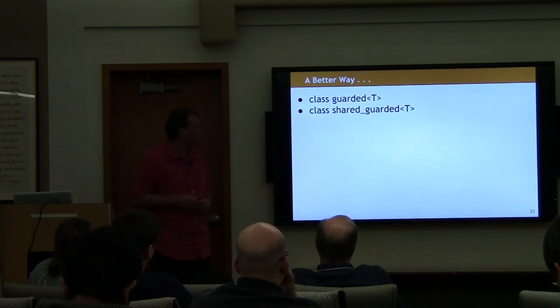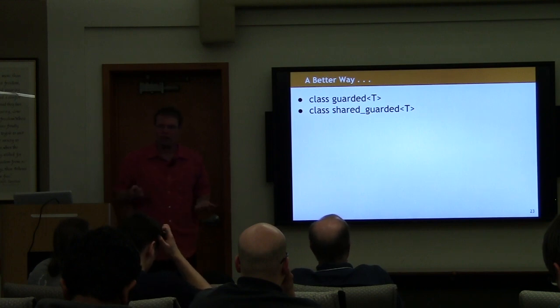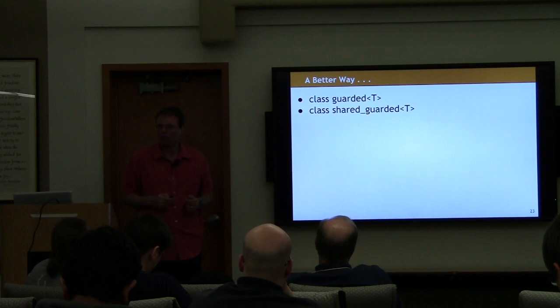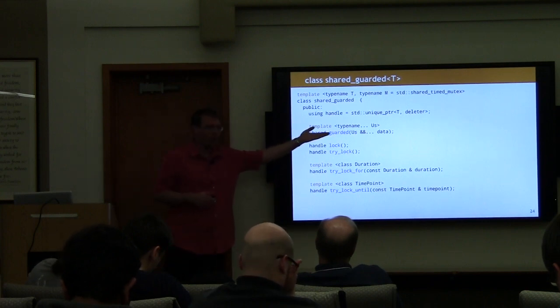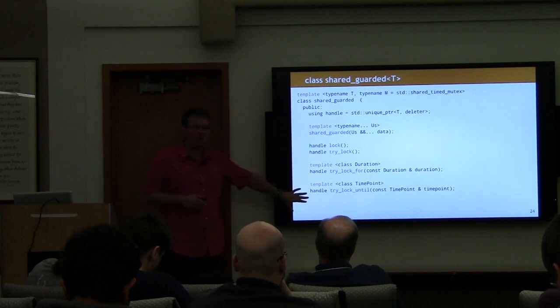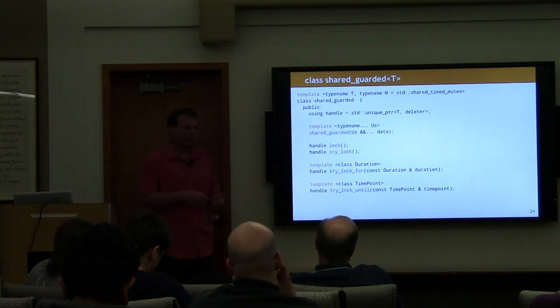So now we have a deleter. This isn't quite enough to solve the problem that we had with the cache, though, because guarded is a read-write exclusive lock on its object. So let's create shared guarded. Well, it's pretty straightforward as well. I have the same type of handle. I have a unique pointer. I have the same lock, try lock, everything. Just like in the standard library, a shared mutex is just a superset of the operations that are available on a standard mutex.